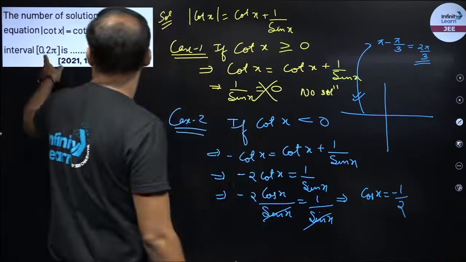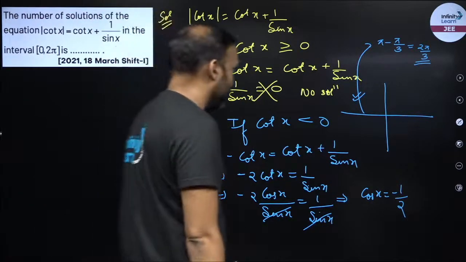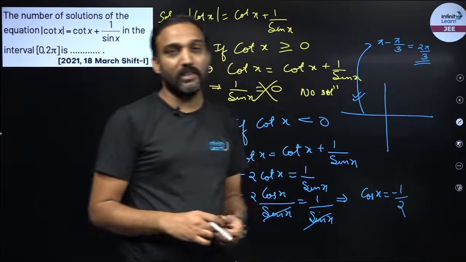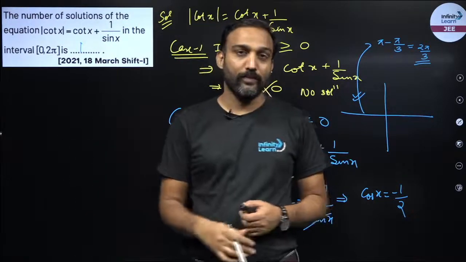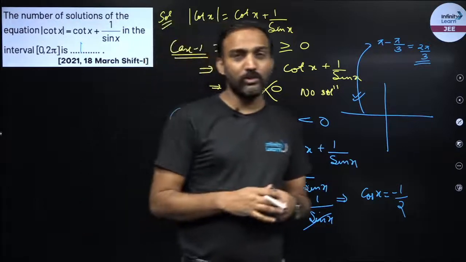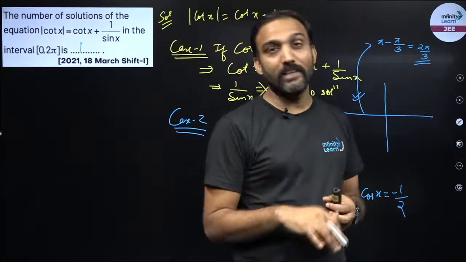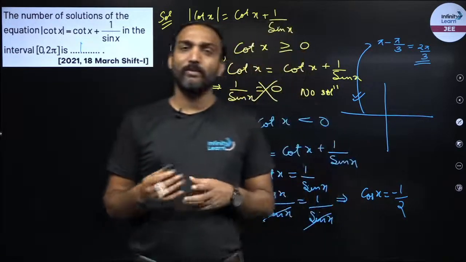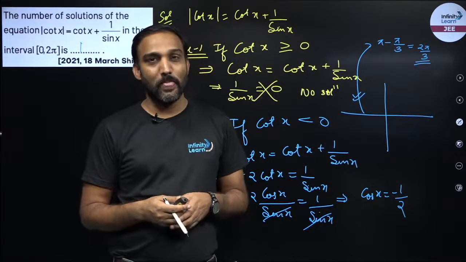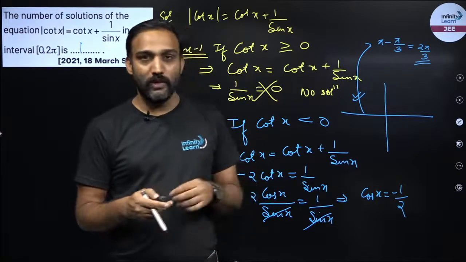So I have to find the number of solutions between 0 to 2 pi. There is only one solution, that is 2 pi by 3. Hence the answer for this particular question is 1. Right? So we have solved this question using the modulus definition, that mod of x is equal to x when x is positive, and will be equal to minus x if x is negative. Let us move on to the next one.